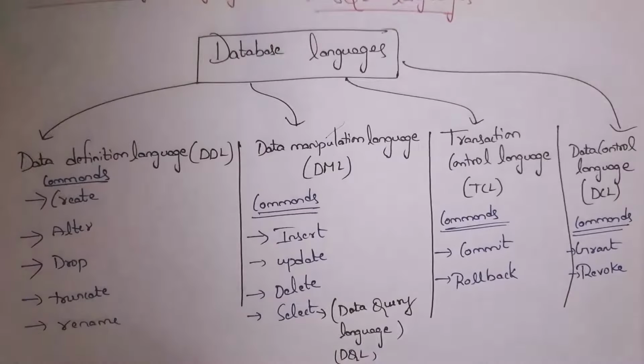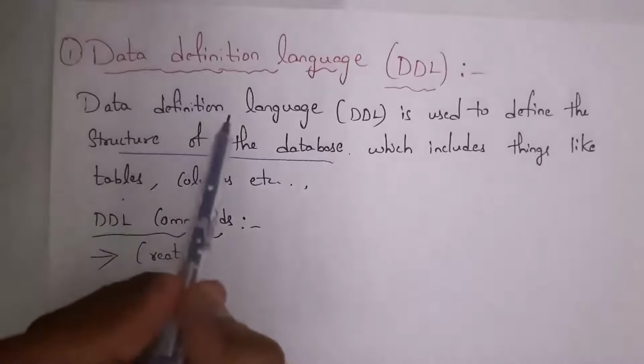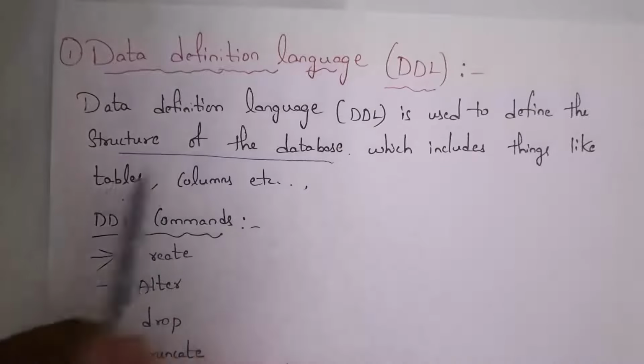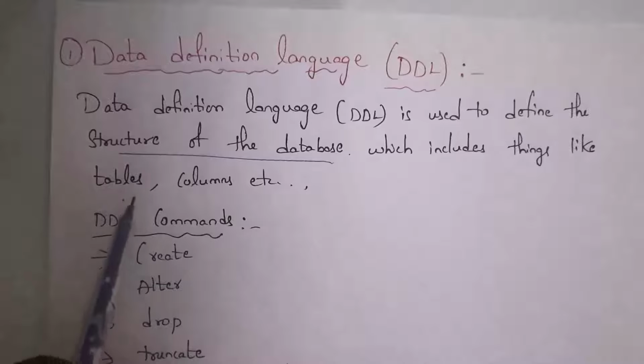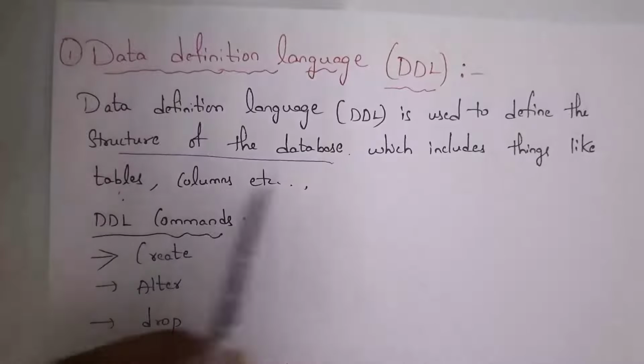These are 4 categories of database languages. At first I will explain what is data definition language. Shortly we call it as DDL. Guys, data definition language is used to define structure of database. Defining structure is nothing but creating tables, columns, etc.